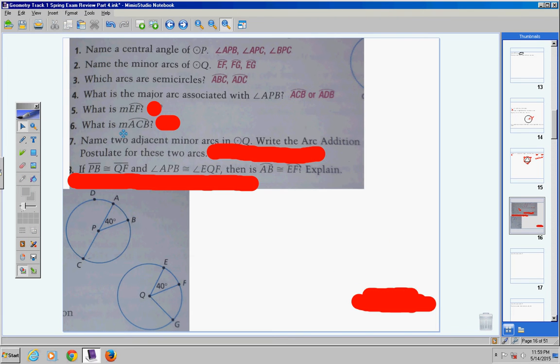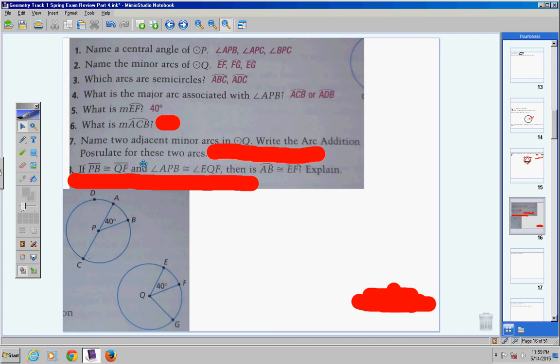Alright, what is the measure of arc EF? Well, here's EF. What's the central angle? Here's arc EF right here. What central angle makes that arc 40 degrees? So the measurement of that arc would be 40 degrees.